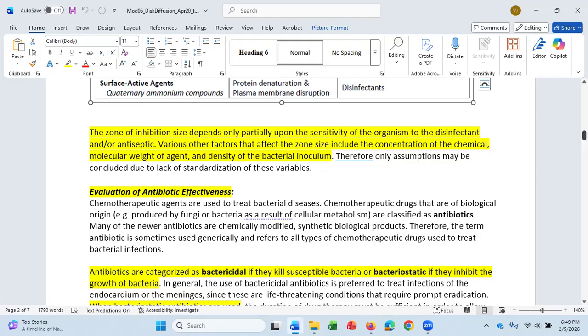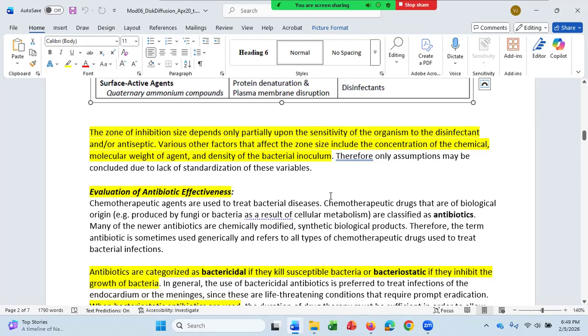So when we do the diffusion method, also called the Kirby-Bauer method, after the two people who invented it, we have to standardize a bunch of variables, including all of these three, so that we can then compare the results from one test to another, as well as one operator to another, as well as one person in one place on the planet to another person in another place on the planet.